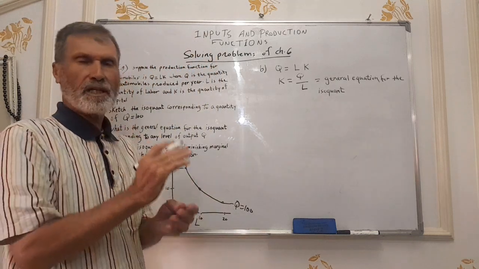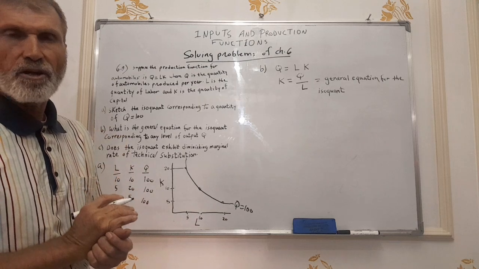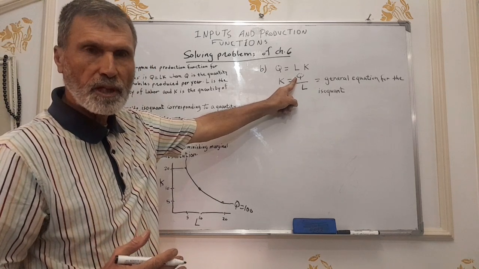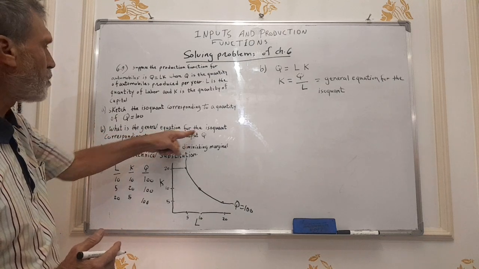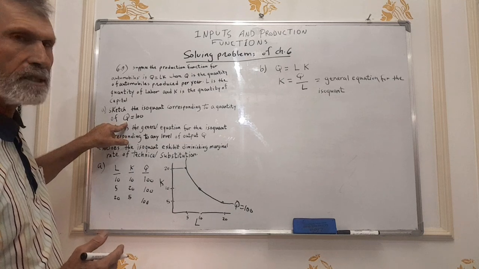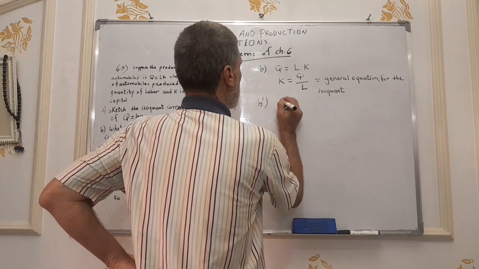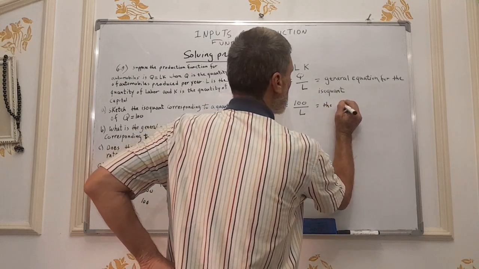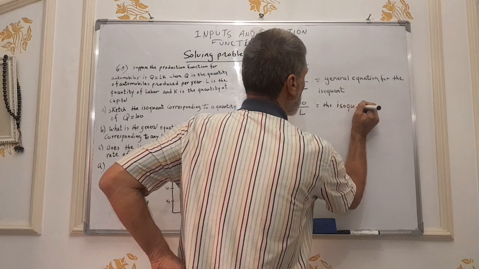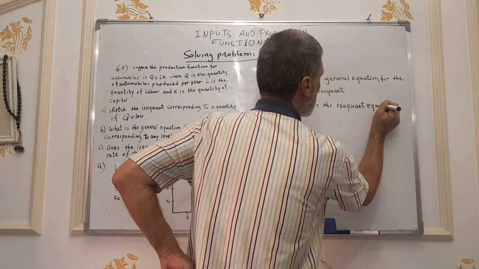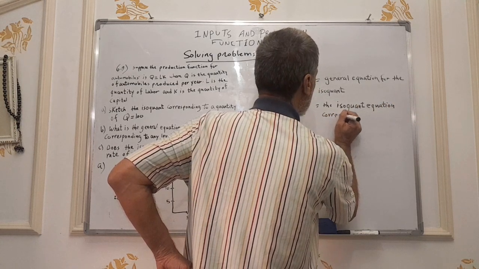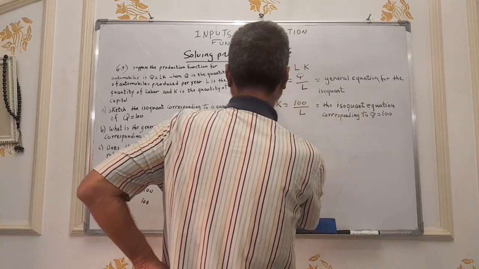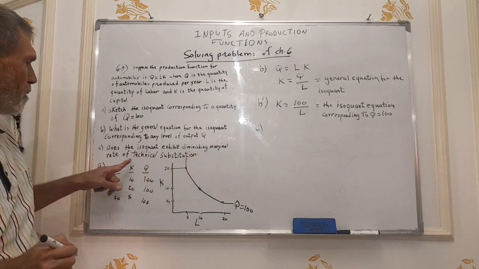For a specific value of output, we find the general equation and then substitute the value of Q. For instance, to find the equation for the isoquant corresponding to Q equal 100, K is equal to 100 over L. So this is the isoquant equation corresponding to Q equal 100.